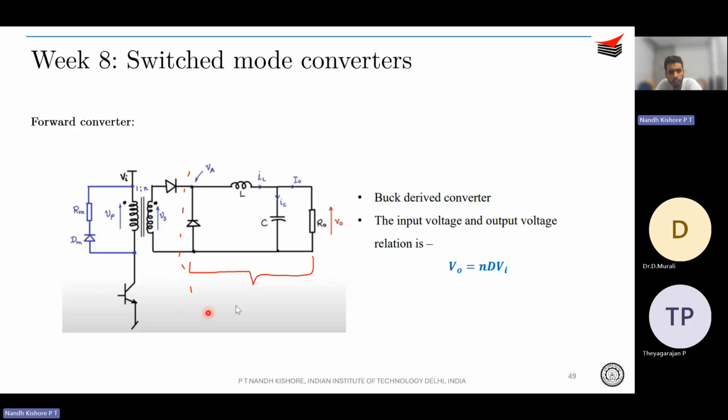You can understand that the output voltage will be N times D times Vi. For a buck converter, it is D times Vi. But for a forward converter, you have to include the turns ratio of the transformer, the isolation stage. So V naught is N D Vi. So N is another control parameter that you have in your hands. But of course, once you fabricate the transformer, you cannot change N just like that. So again, the controlling parameter will be D.